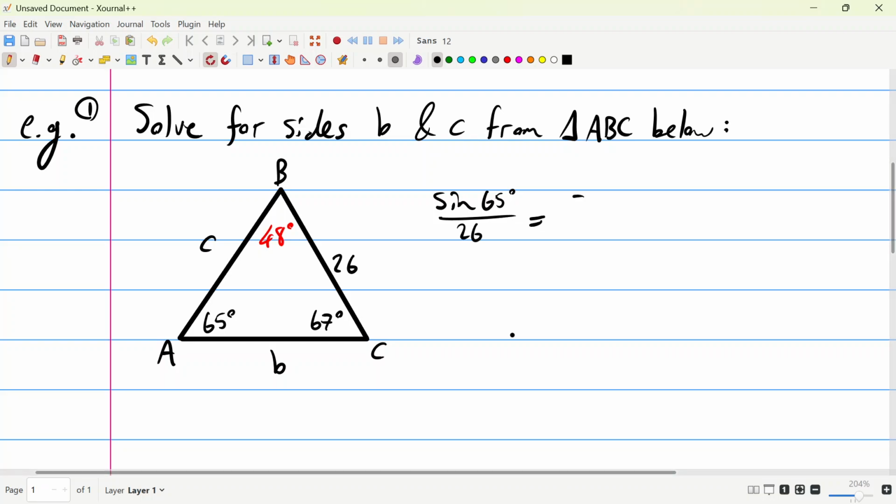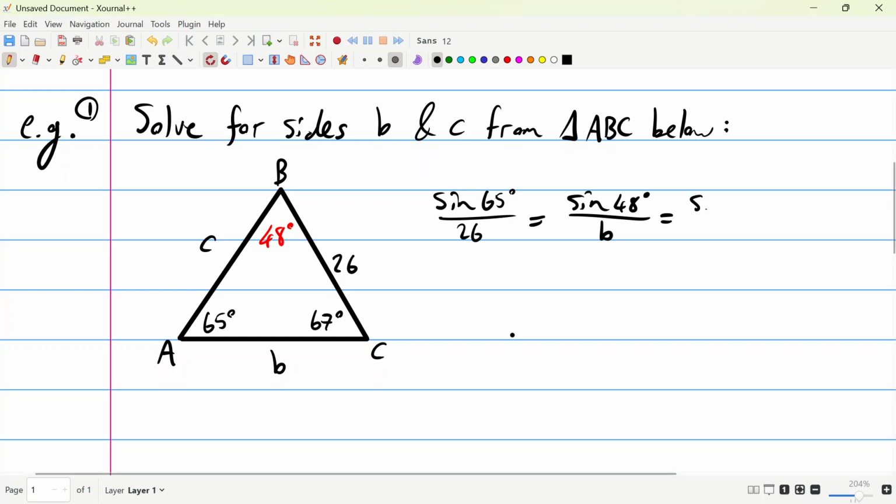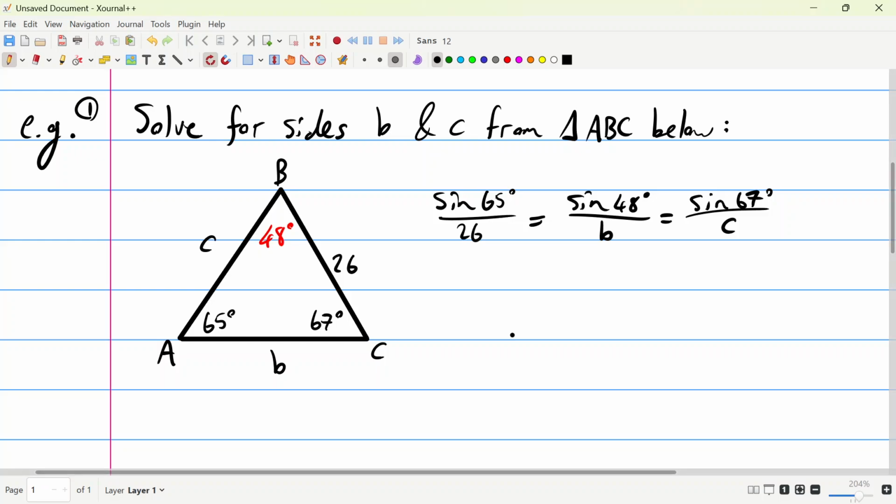Then this is the same as sine of the next one. For angle B, it's 48 degrees, and we divide it by side b. And this is equal to sine of 67 degrees, which is angle C, divided by side c. C is opposite to angle C.